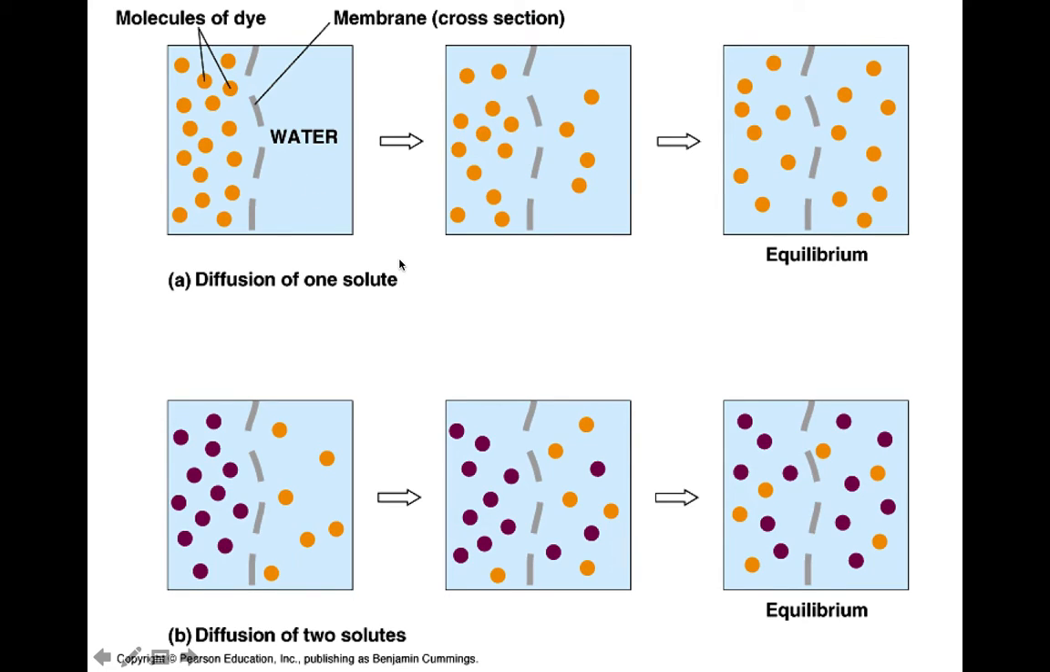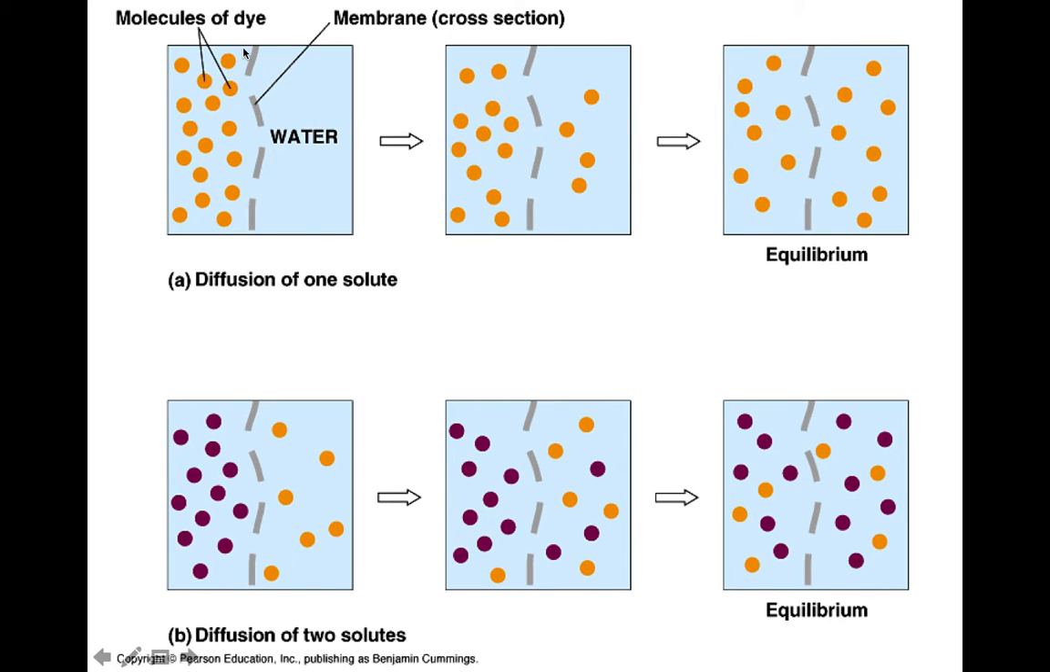So the second question you have to ask yourself is, if they do feel that drive, if there is a concentration gradient, are they going to be able to move? So is there a membrane in their way? If there's a membrane in their way, are they physically able to cross that membrane, or are they stuck on one side of it?